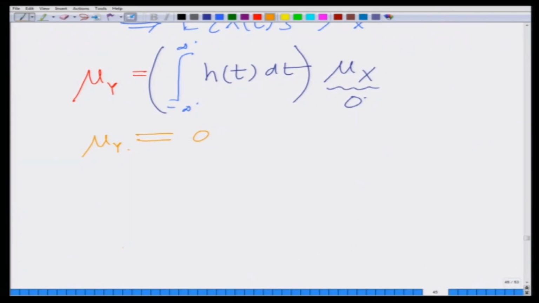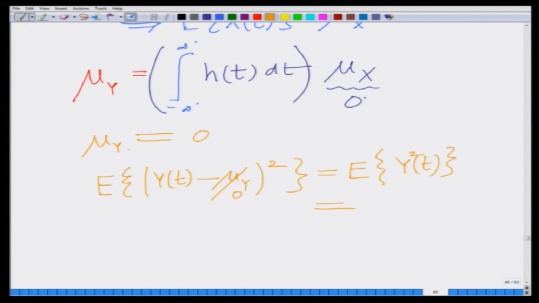What is the variance? The mean is 0, which means the variance is expected value of (y(t) minus mu y) whole square, which is equal to, again mu y is 0, so this reduces to expected y square of t. What is that equal to? We have already derived this: it is equal to eta by 4RC, and what is this? This is basically the variance of your Gaussian random variable.